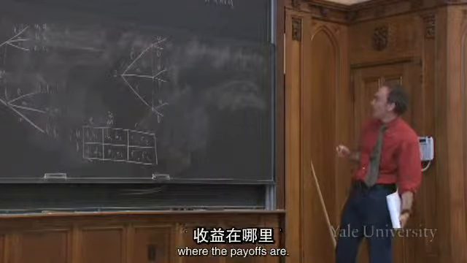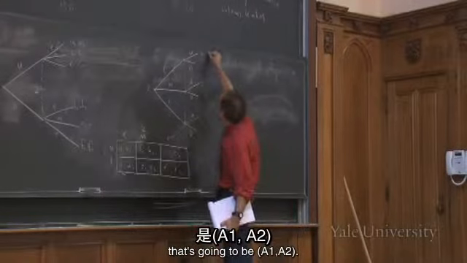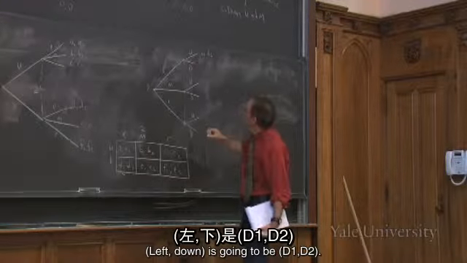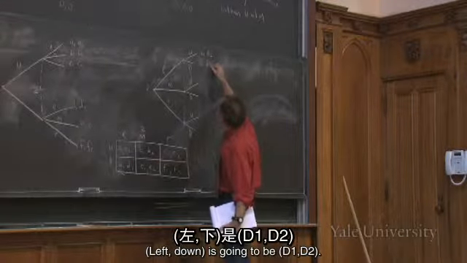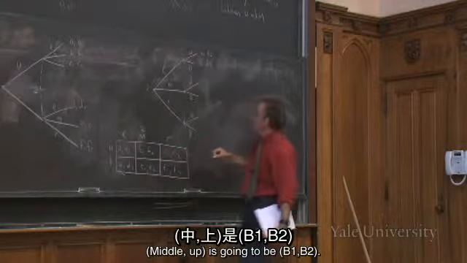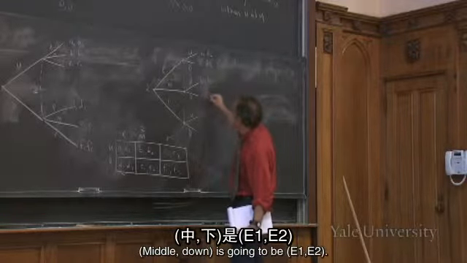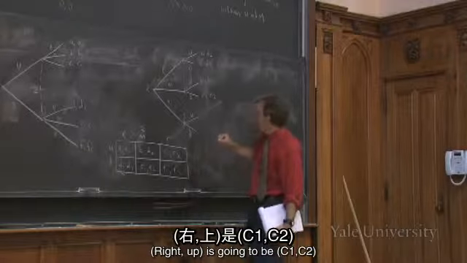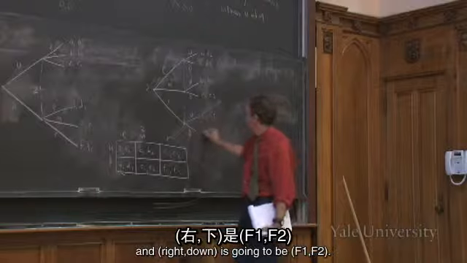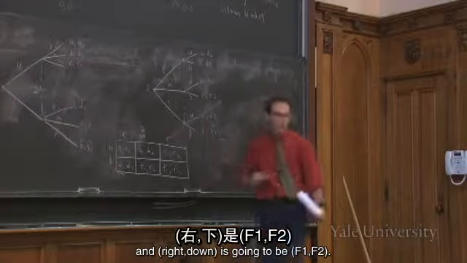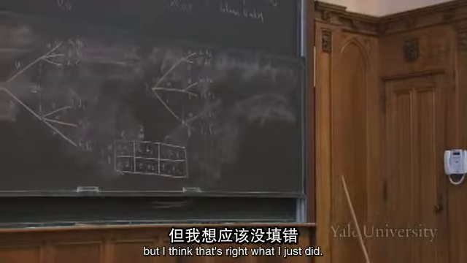And let's be a little bit careful where the payoffs are. So left up, that's easy. That's going to be A1, A2. Left down is going to be D1, D2. Middle up is going to be B1, B2. Middle down is going to be E1, E2. Right up is going to be C1, C2. And right down is going to be F1, F2. I have to be a little bit careful where I put the payoffs, but I think that's right, what I just did.